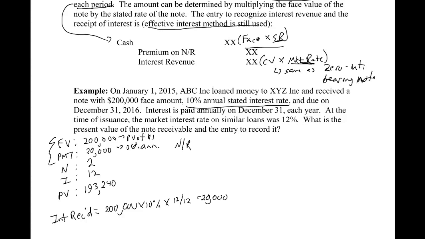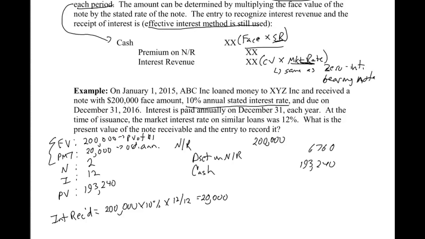Now we're going to do the journal entry at the top, except we have a discount. Notice the accounts look just like the first journal entry we did. The note receivable is still $200,000, the face amount. The cash number has changed. It's now $193,240, which makes my discount $6,760.